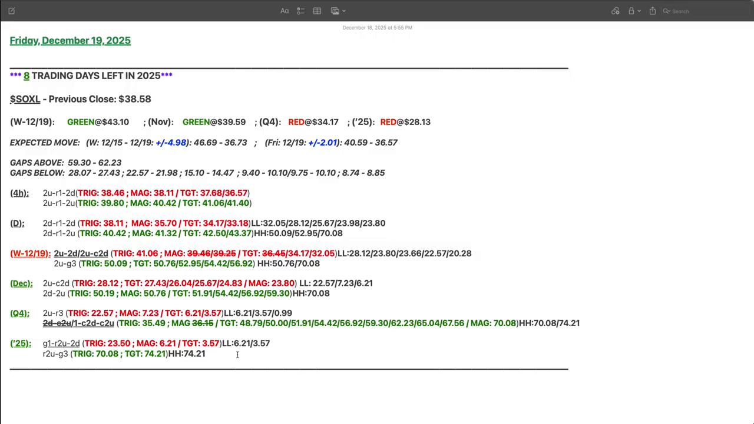So there you have it. Those are your triggers and targets for everything from a scalping perspective all the way up to the 1-day chart. We did go through it a little bit fast today. We've got some things that we've got to get done after this, but we did try and pack in as much information as we could without taking up too much of your time.